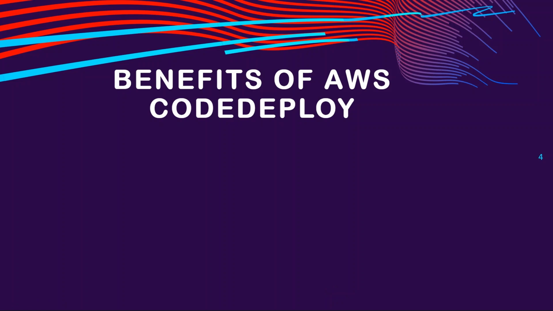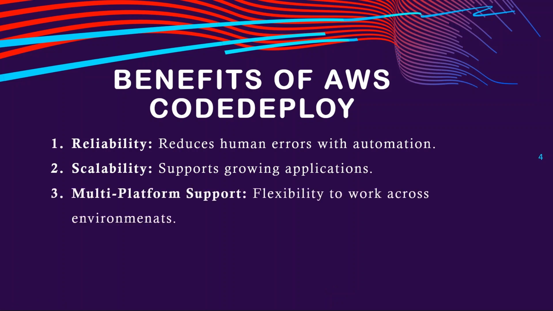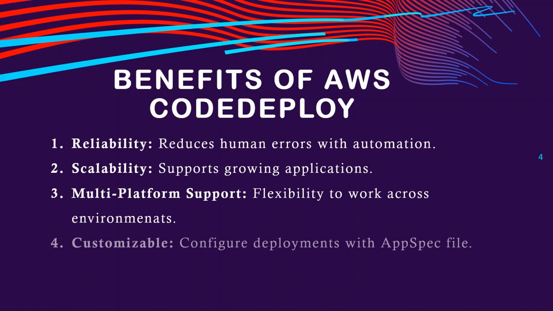Now, what do you get out of it? Reliability. It reduces human errors with automation. It's scalable, so you can grow your application without worries. Plus, it's super flexible, working across different environments and letting you customize deployments with the app spec file.